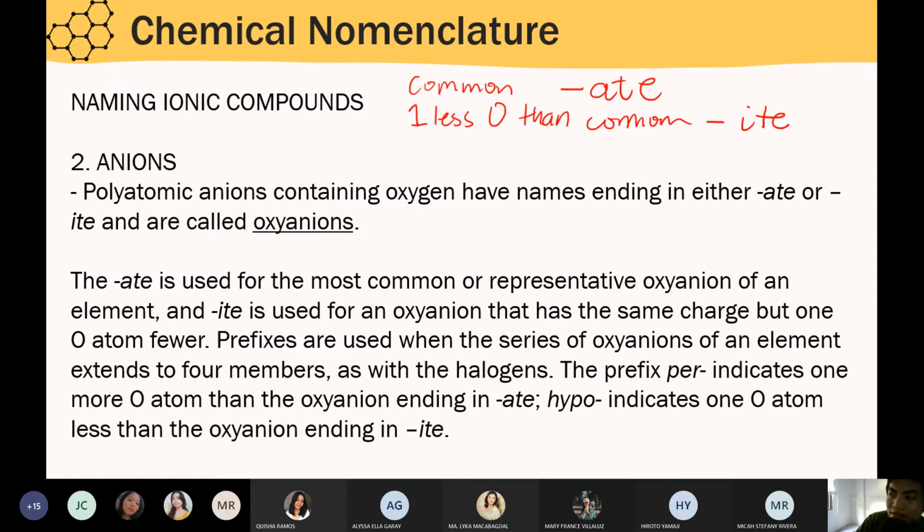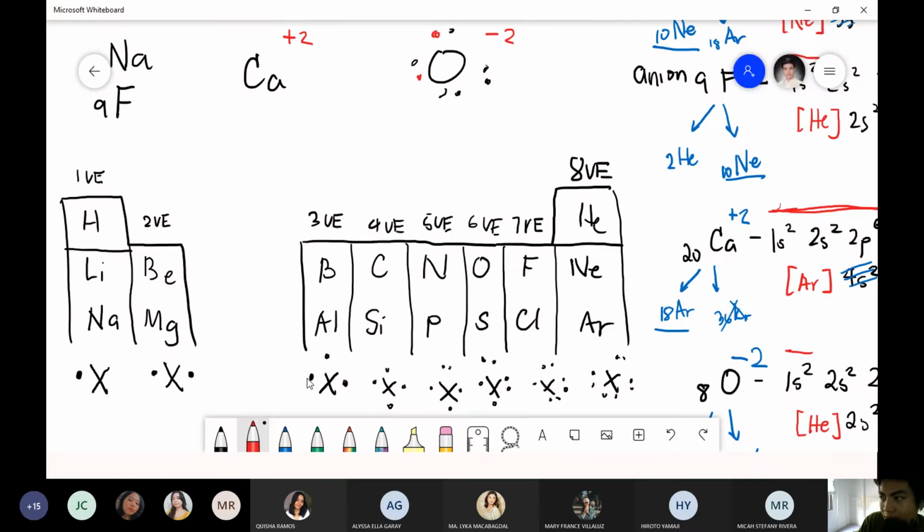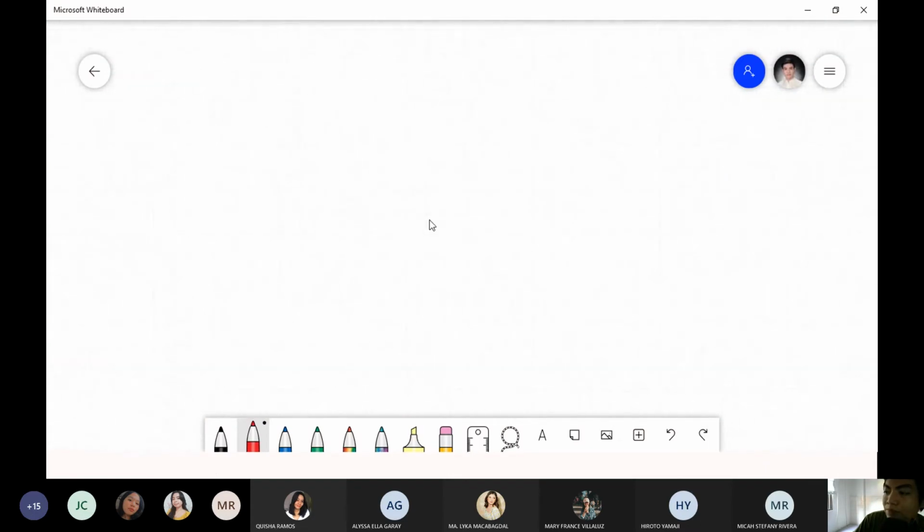Next one. There are some oxyanions that can be extended to 4 members. And don't worry, there are only a few of them. One example is the chlorate system. Chlorates can be extended to 2 other oxyanions. So originally, you have your chlorite and your chlorate. Let me use my whiteboard, so it's cleaner.